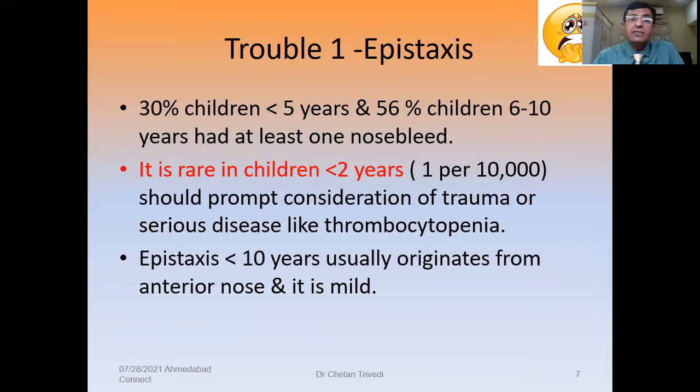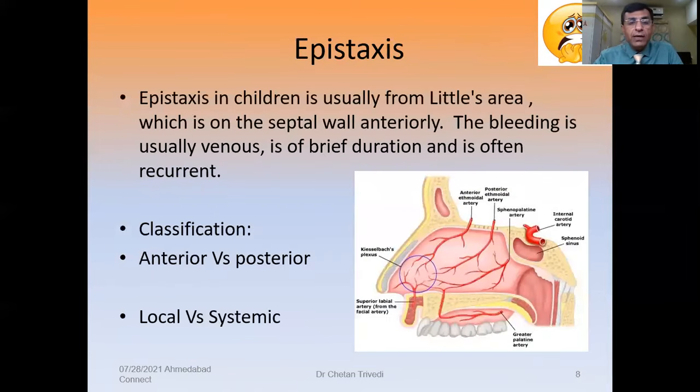Epistaxis in children less than 10 years usually originates from the anterior part of the nose and is mild, so they are not going to have much trouble and we can definitely manage it. But the parents are always afraid, worried, anxious and panicky, so we have to treat it as an emergency. Epistaxis in children is usually from Little's area, which is on the septal wall anteriorly. This is an area where we have venous bleeding. It is of brief duration and usually recurrent.